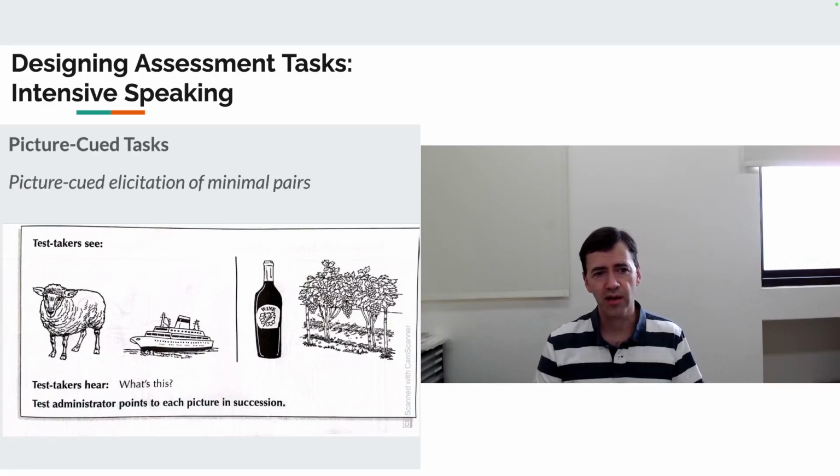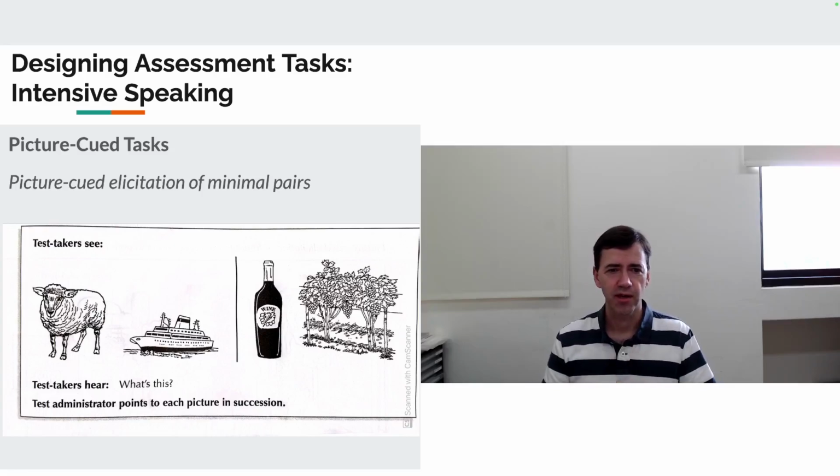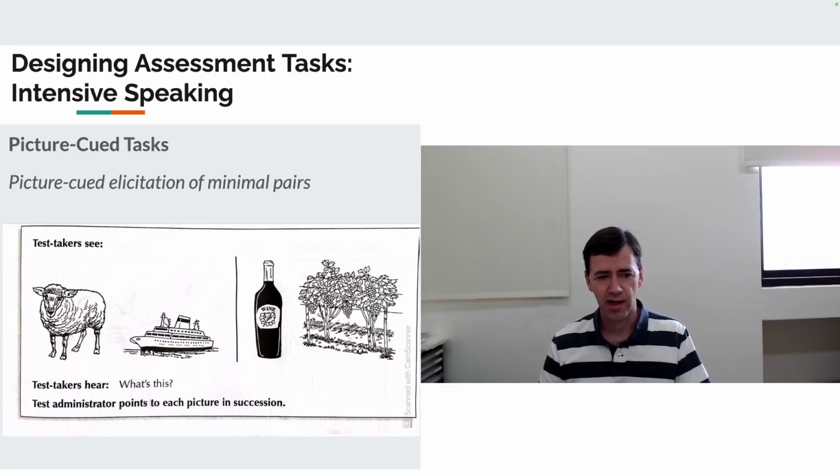Okay, then we have our picture cue task. There's a lot in here, so I'm going to try to go through them quickly. This would be minimal pairs. So instead of listening and repeating, the students have to say them on their own, right? Sheep or ship, wine or vine, minimal pairs. And in this one, the test administrator might point to the picture, the test taker will hear "What's this?" and they point.